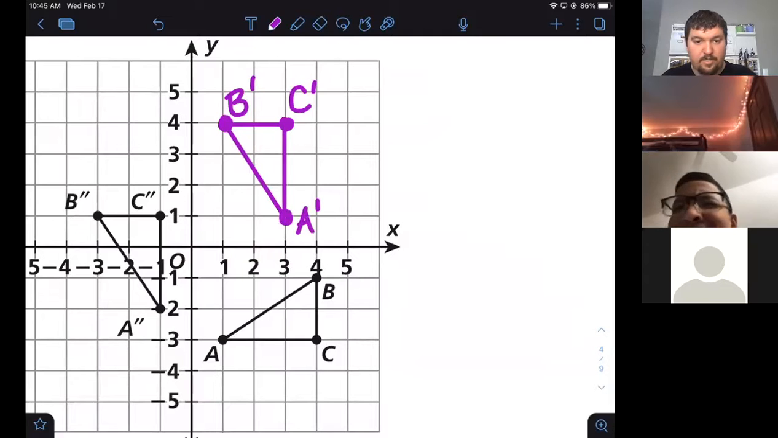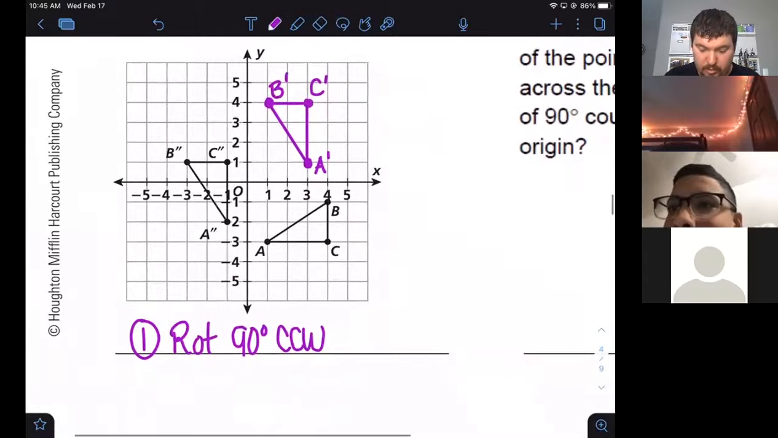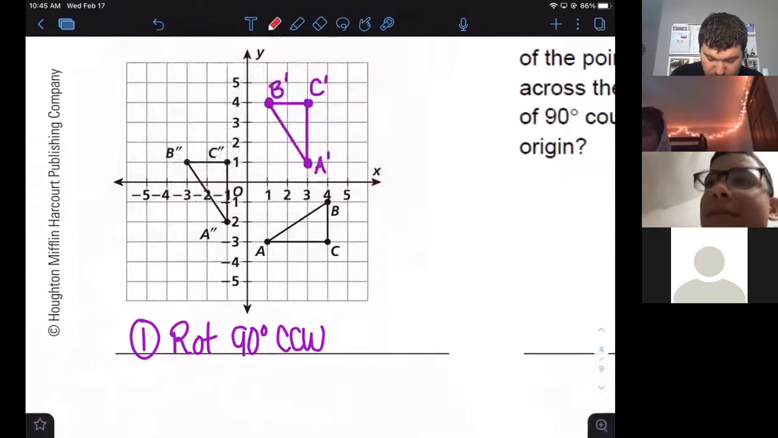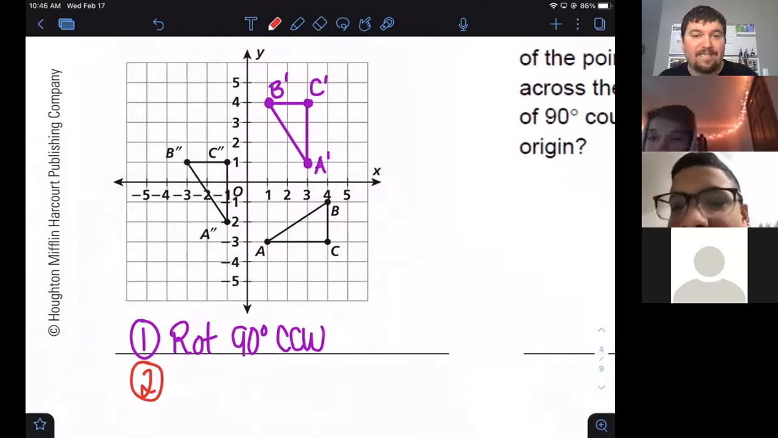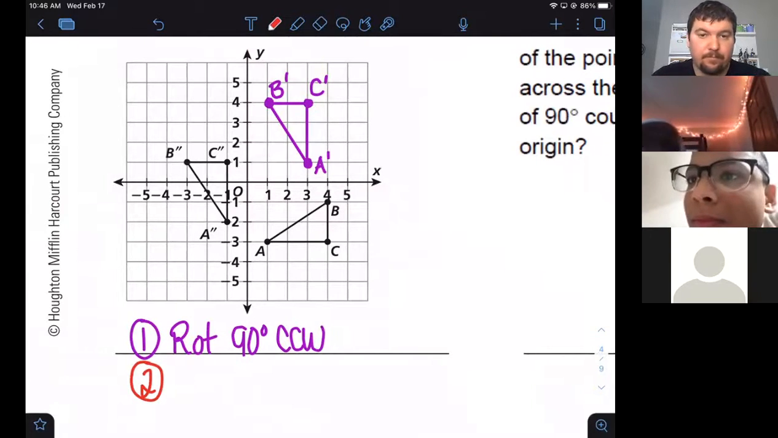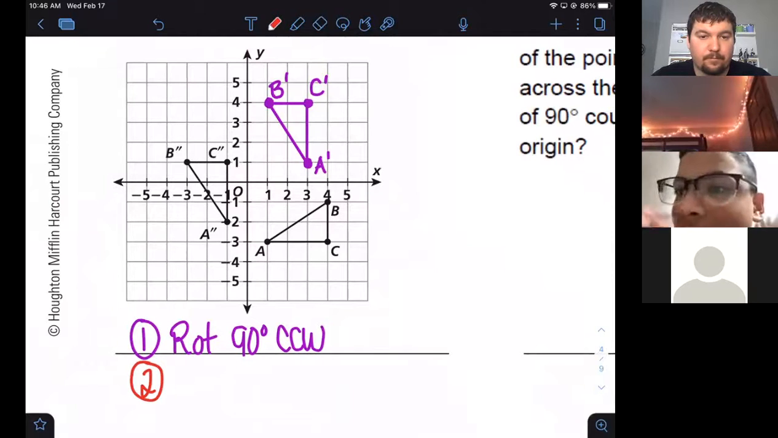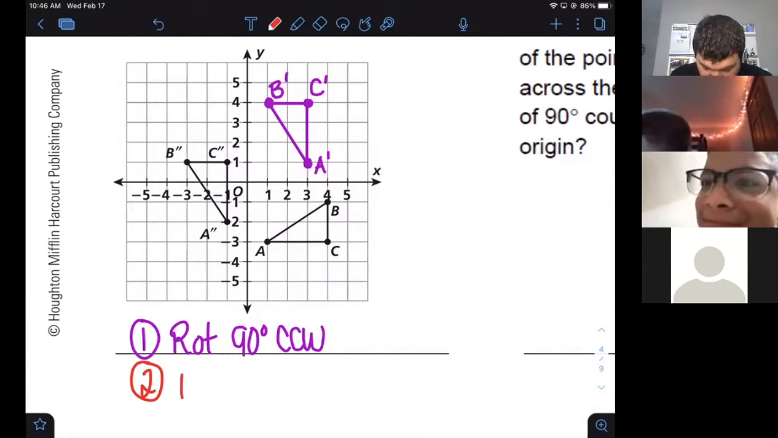Okay. So that's what it looks like after we do the rotation. The first thing you're going to want to do, like I mentioned, is write down the transformation you're absolutely sure has happened. And then what does it appear has happened from the single prime to the double prime? The translation? Yeah, translation. Good. So we got a translation here.